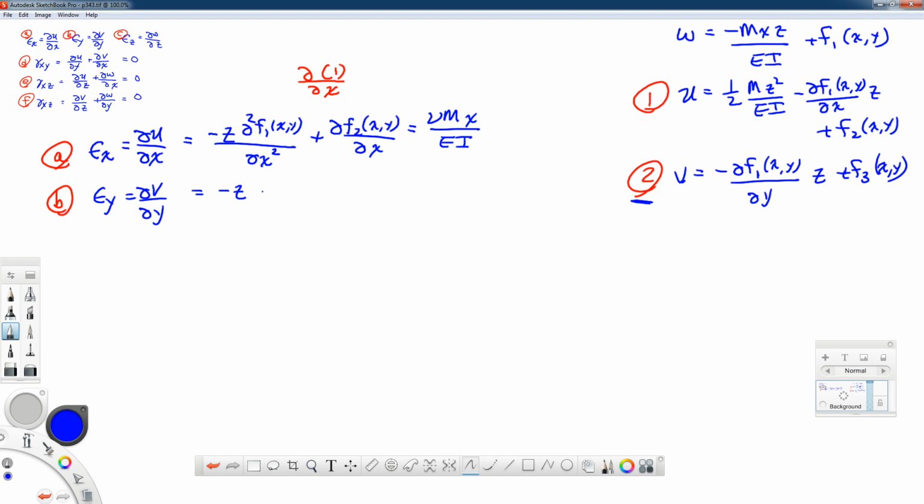We have the z multiplying the negative of the second partial of f1, which is a function of x and y, with respect to y twice, plus the partial derivative of f3, which is a function of x and y, with respect to y, and we know that is also equal to nu m x over EI. And that simply comes from the partial derivative of 2 with respect to y.